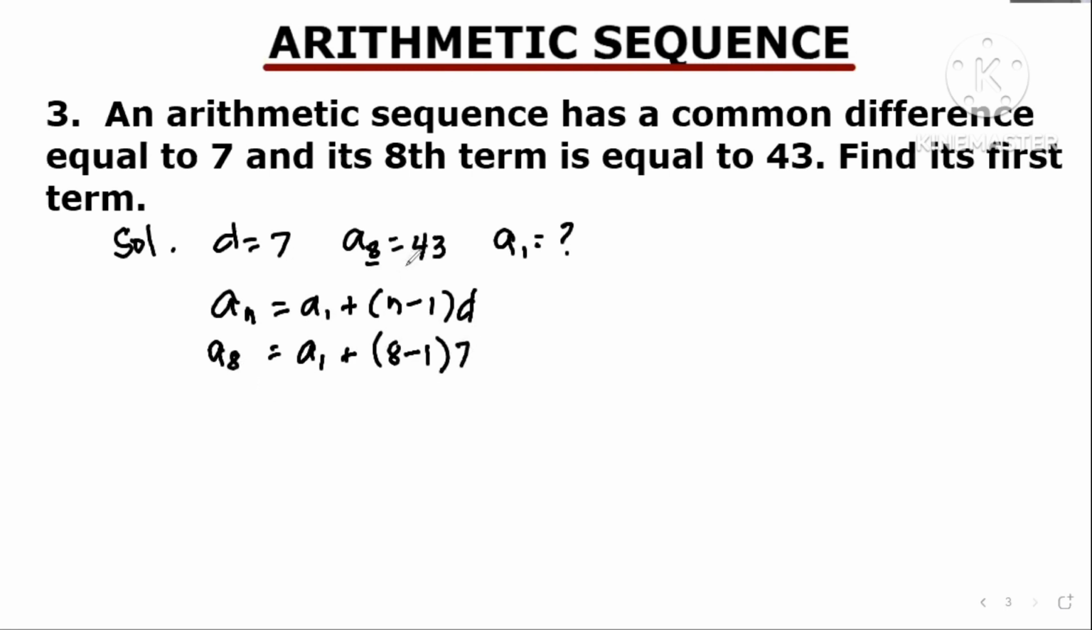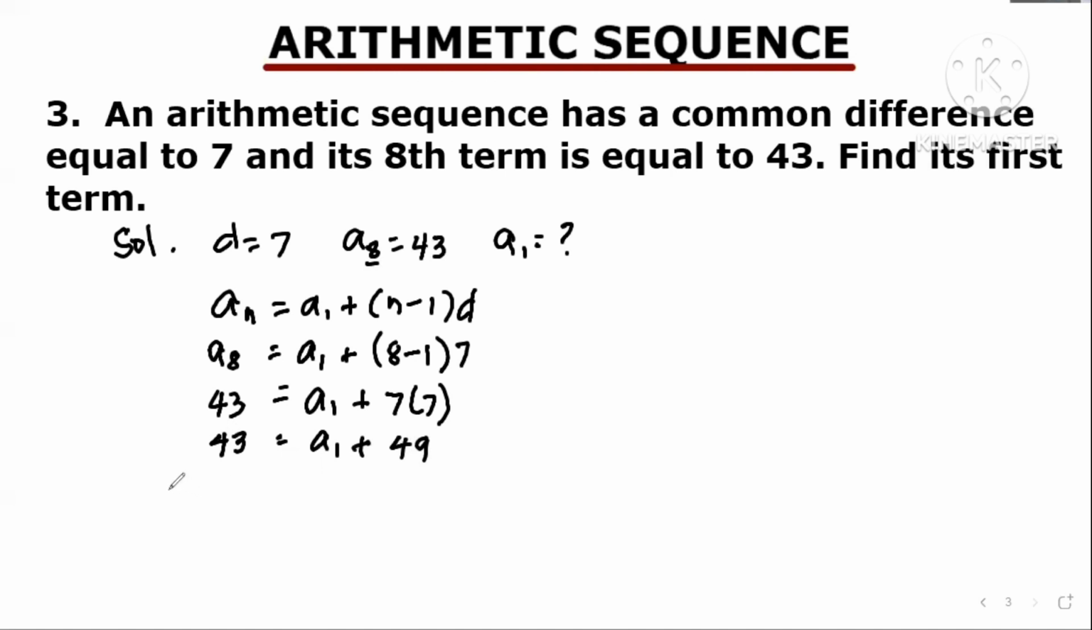So, a sub 8 is equal to 43. That is given. Equals a sub 1 is missing, plus 8 minus 1 is 7 times 7. So this is 43 equals a sub 1 plus 7 times 7 is 49. Now to solve for a sub 1, we only need to transpose 49 to the other side.